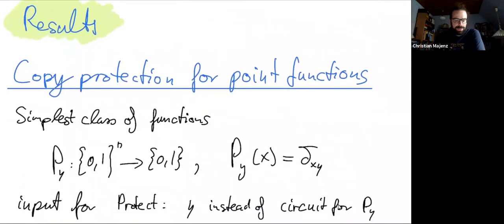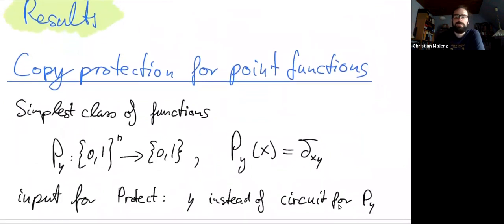So in our work, we construct a copy protection scheme for point functions and eventually for compute and compare programs, and prove their security. Point functions are just functions that are 0 except on one marked input, which we call y here, where it outputs 1. For simplicity in the following, we will just think of the protect algorithm as taking input y instead of a circuit for p_y.